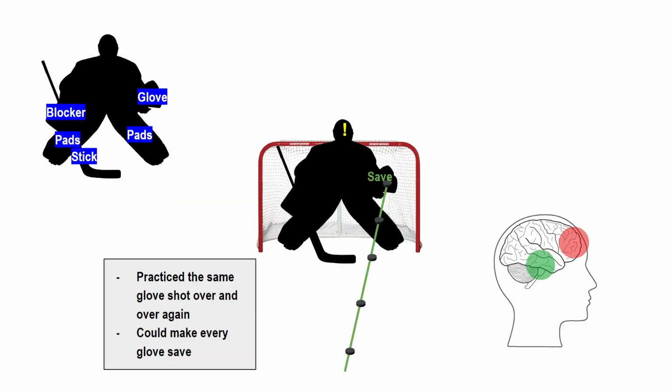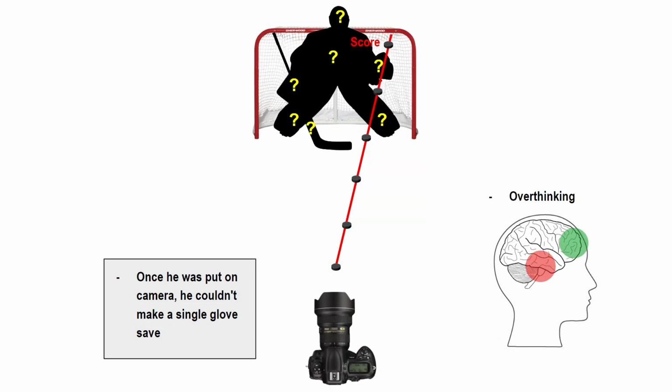Here's an example. Let's say a hockey goalie has practiced the same glove shot over and over again, and every time he could make a glove save. This is because the constant practice allowed him to develop a strong muscle memory towards making that glove save. Now, once he was put on camera, he couldn't make a single glove save. Why is this? Because the goalie started overthinking because the camera was there. The goalie was trying to be perfect. He was worrying about his positioning, about his blocker positioning, about his stick positioning. He was overthinking about meaningless things because when he was practicing, all of his positioning was perfect. The goalie's prefrontal cortex got control of him and slowed down his muscle memory.